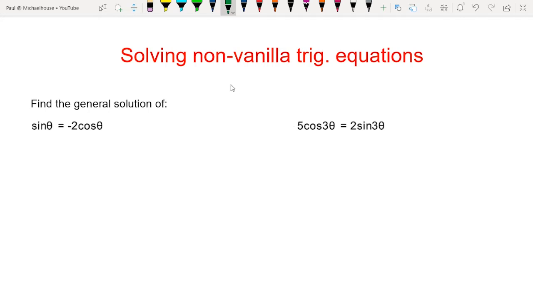What we're going to do with this type is make use of our identity that says tan theta is the same as sine theta divided by cos theta. As long as the angles are the same, we can divide by cos theta to generate a tan theta. So here we're going to divide both sides of the equation by cos theta, remembering that sine theta over cos theta is tan theta, so tan theta is -2. It's now what I would describe as a vanilla equation.